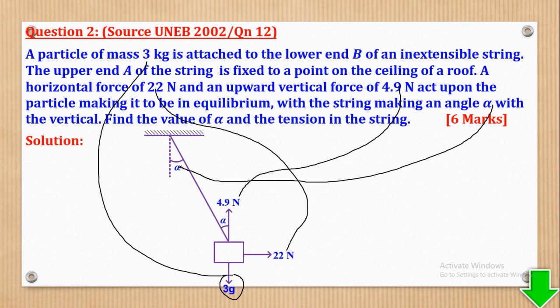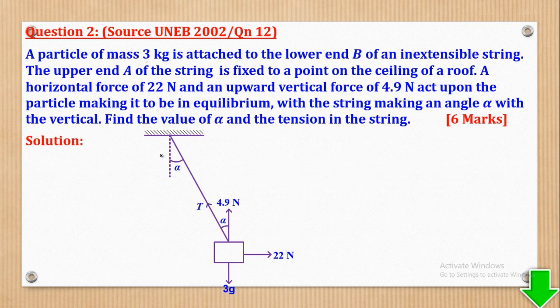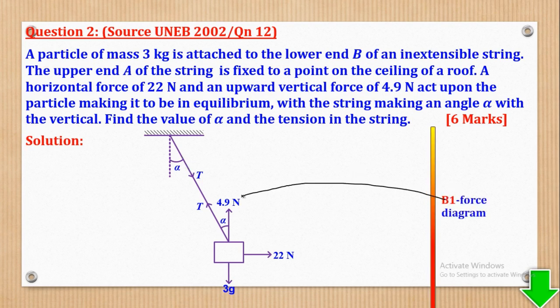The next is to put tension in the string. As long as there is tension, the arrows must point towards each other. That is why you see these arrows pointing towards each other. So always when there is tension, arrows must point towards each other. So that is the first diagram, and that is 1 mark, as long as it is drawn using a ruler. So next is to use this first diagram to answer the questions.